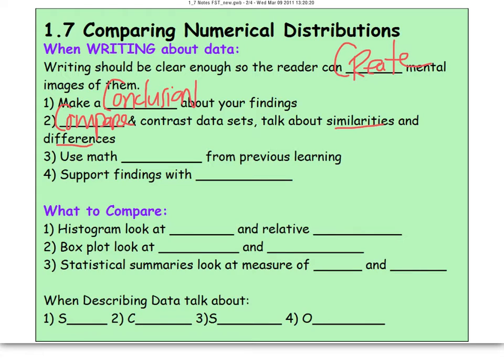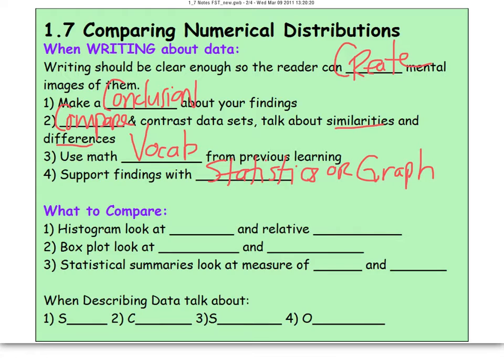Step 3, you're going to use math vocab from your previous learning. So, sound smart, sound statistical. And then wrap it up with support your findings with either statistics or graphs. So the graphs we would be talking about would be box plots, histograms, and the statistics, mean, median, mode, standard deviation, things of that nature. Now, what do you compare?